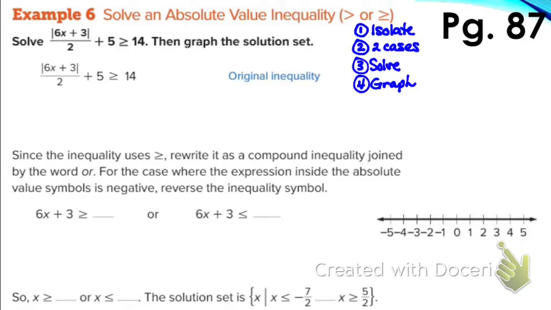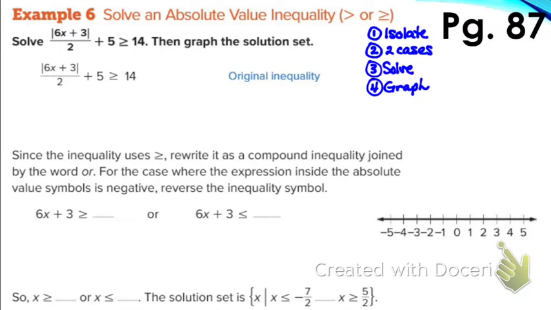Same 4 steps. We're going to isolate, look at our cases, solve, and graph it. Where is my absolute value? Isn't it 14? This has an absolute value around it? Where's my absolute value? Up here on the top. This is the thing that I need to isolate. Right up here.